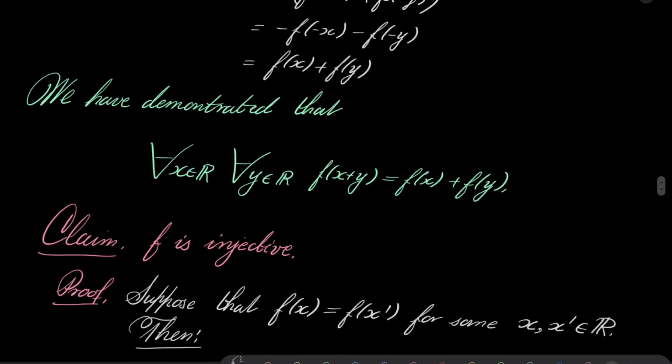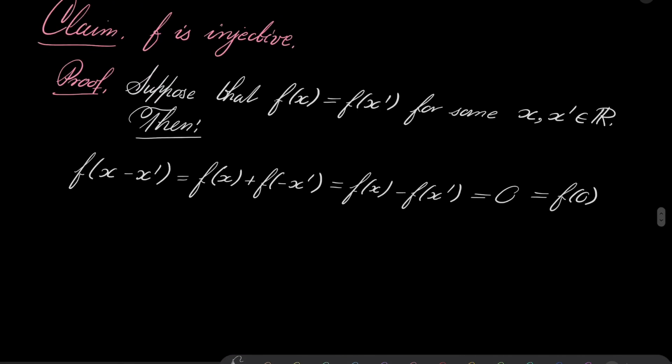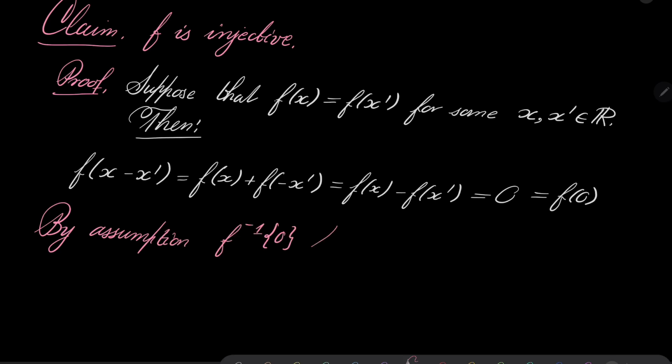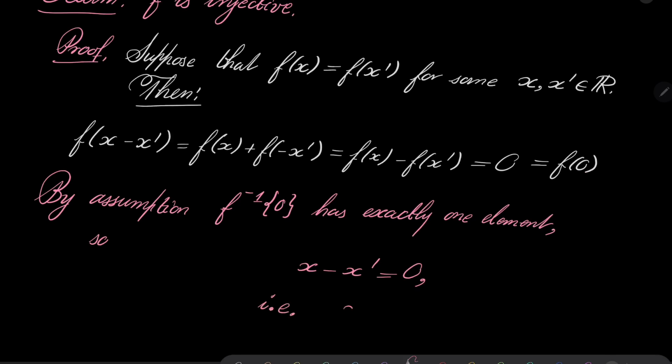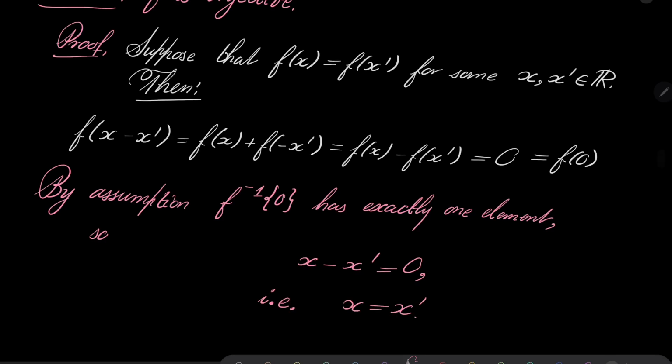Alright, and now it's time to use our assumption. By assumption, the preimage of 0 has exactly one element, so this argument must be equal to 0. So x minus x prime equals 0, i.e. x equals x prime, which proves my claim.